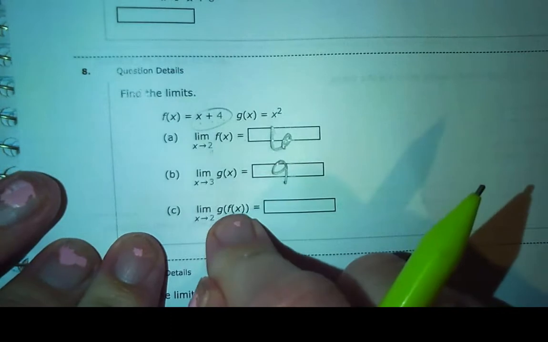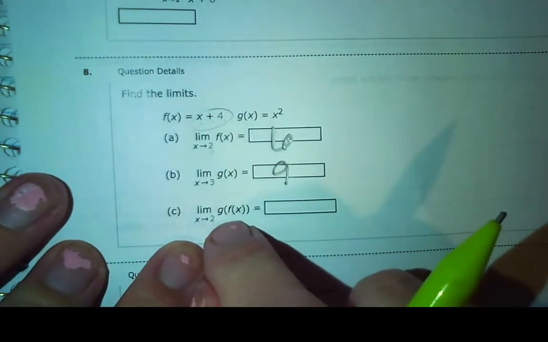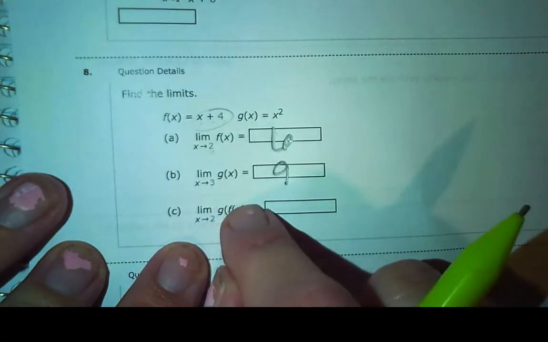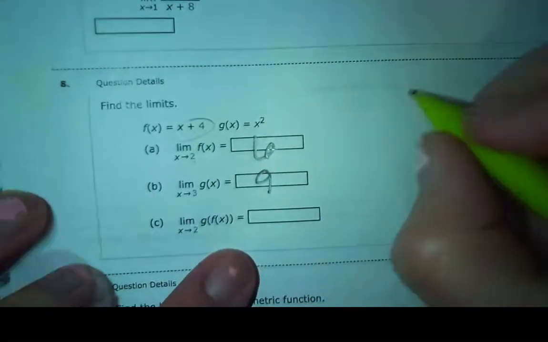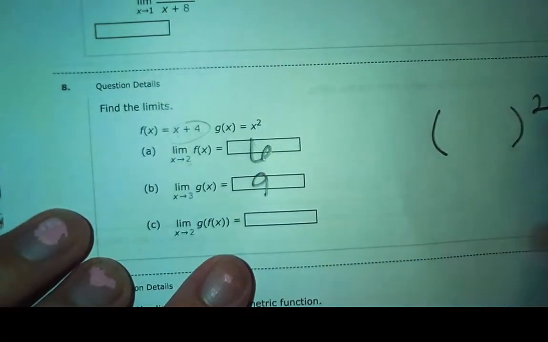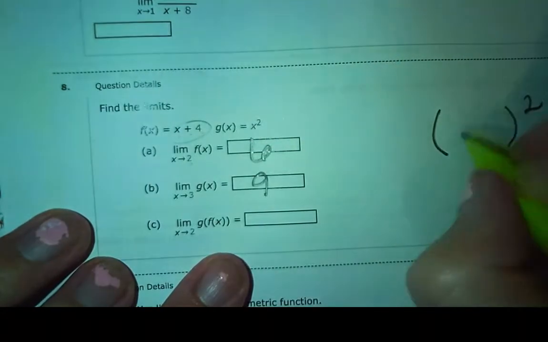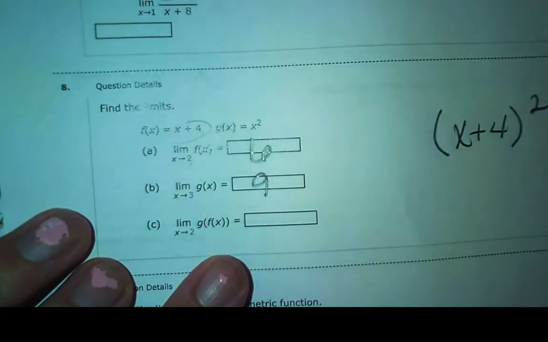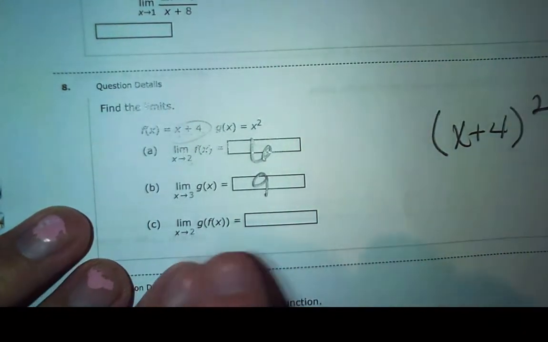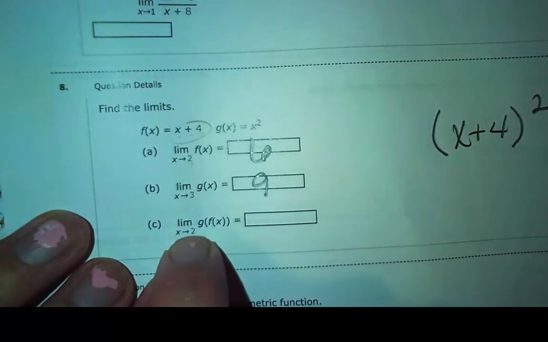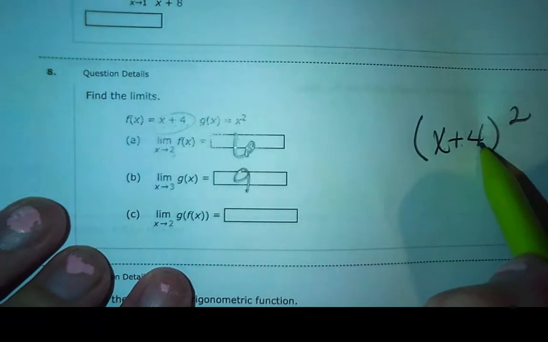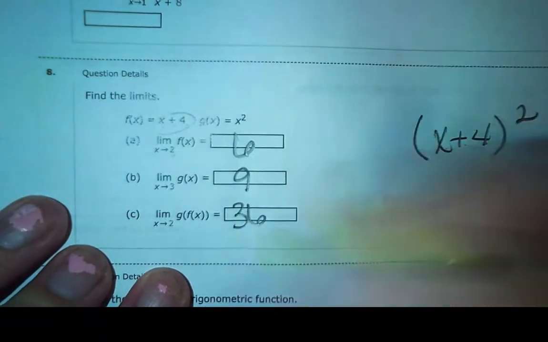And then what is this right here? This says this is a composition function. So I'm going to take g and I'm going to nest f of x inside of it. Okay. So what is g? g is x squared. So instead of x squared, take out the x and put f of x inside. So I actually have (x plus 4) squared. So that's the composition of f and g. And now I want to take the limit as x approaches 2. So can I use direct substitution? Absolutely. So 2 plus 4 is 6, squared is 36.